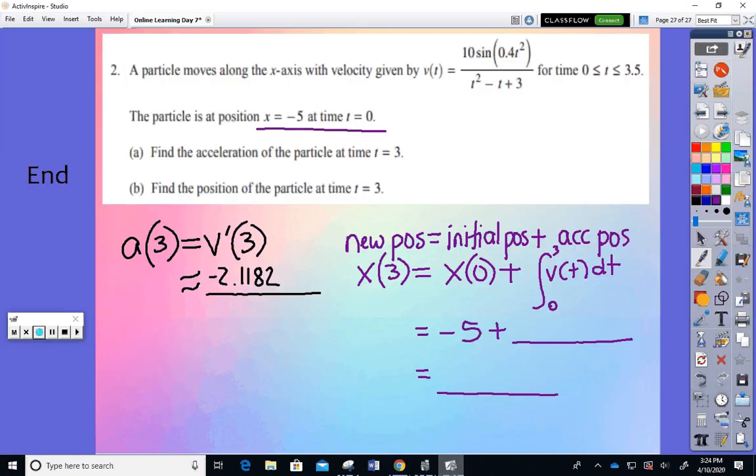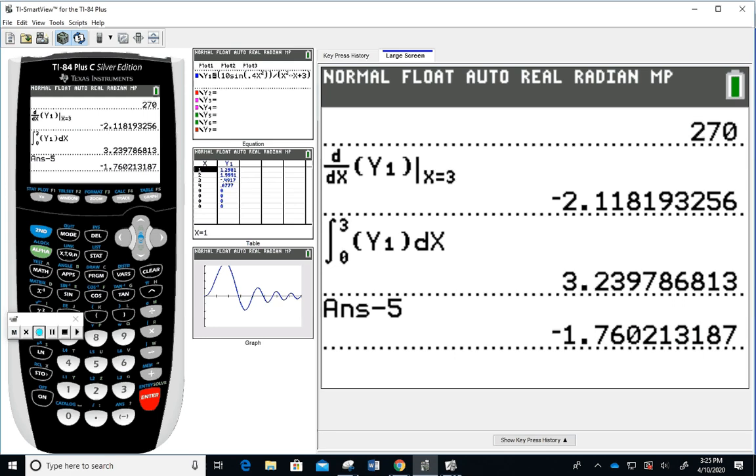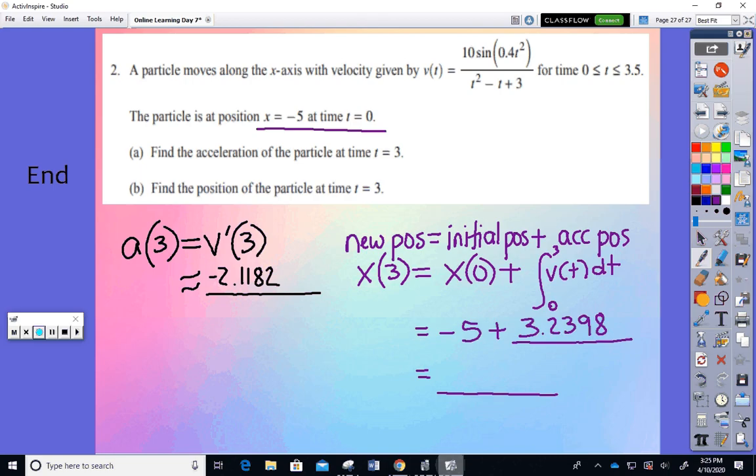So I'm getting 3.2398. And then, of course, I need to say negative 5 plus that. So minus 5. So negative 1.7602. So you're saying after 3 seconds or whatever have passed, it's at negative 1.7602 on the x-axis. So there you go.